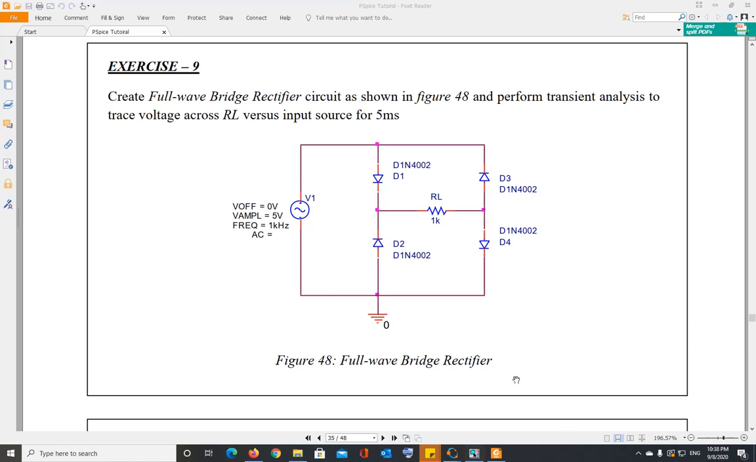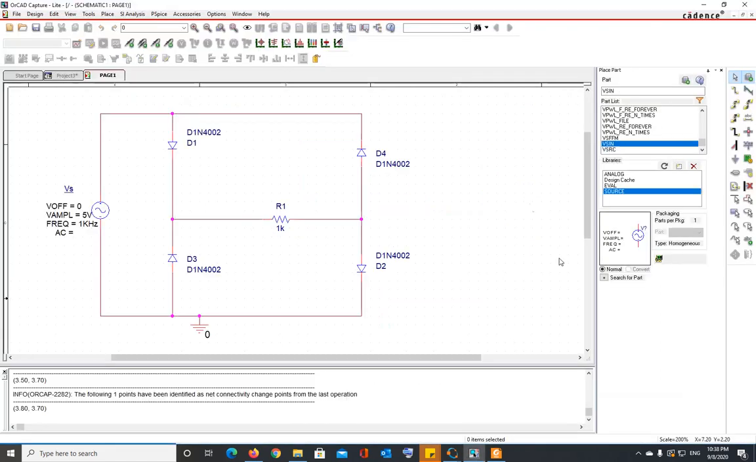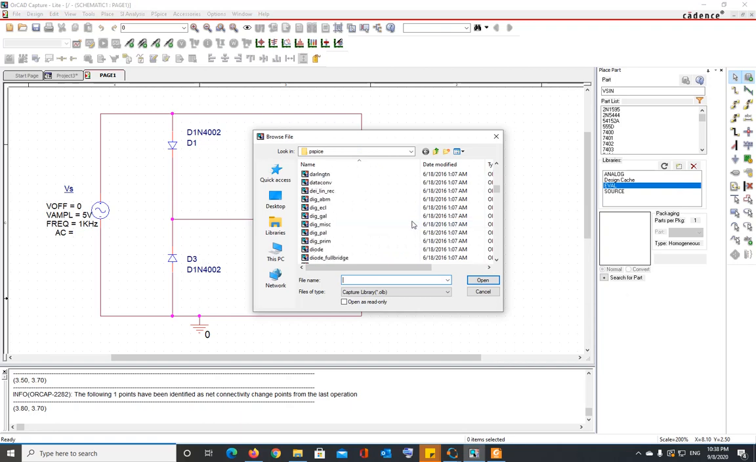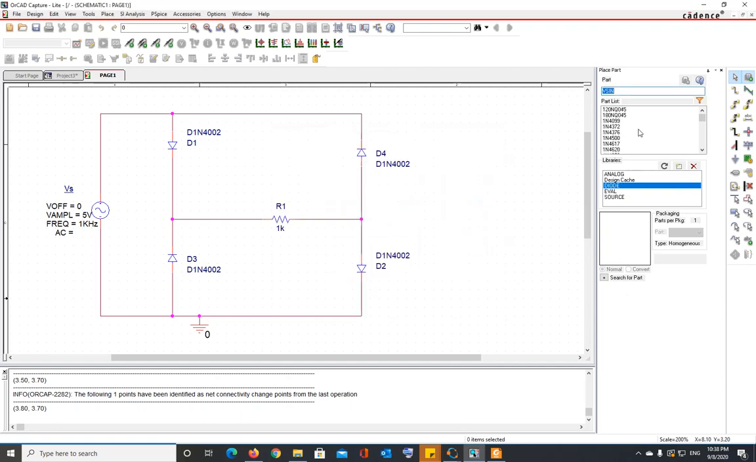So I'm going to go ahead, and I already created this circuit right here. And I'm just using the eval library. I'm not using the diode library, but once again, if you want to, you can use the diode library as well, which is right here. The diode library has a lot of different diodes, and this diode is also present in the same library. I'm just getting it from the eval, which is somewhere right here, D1N4002, right there, this component.